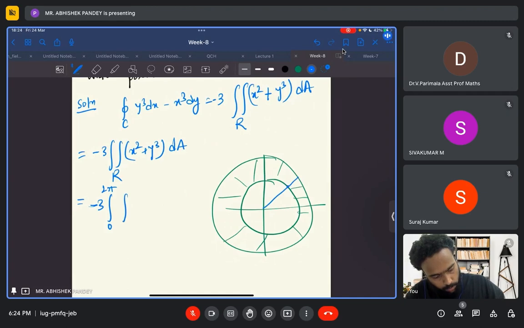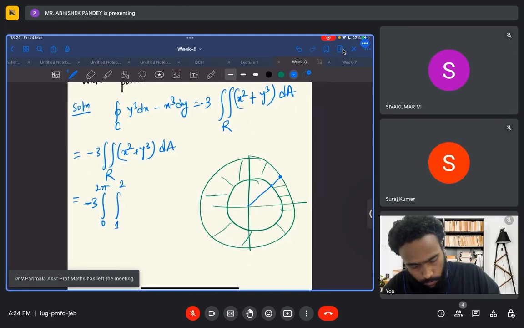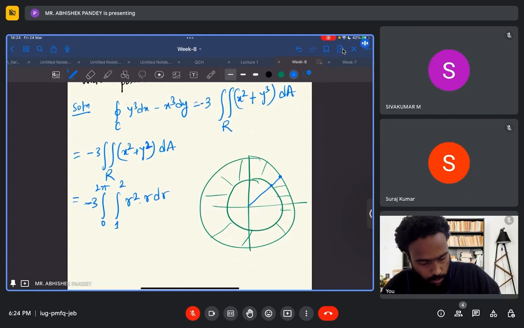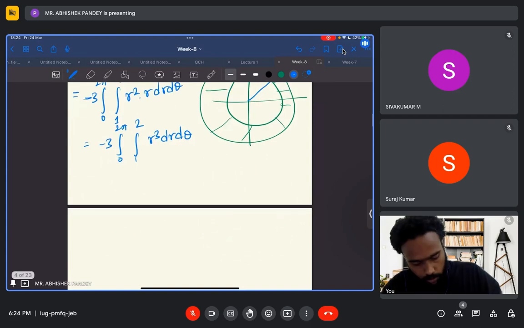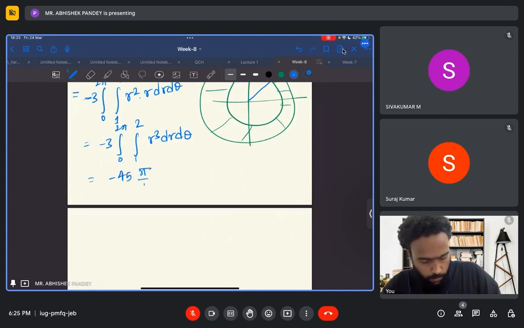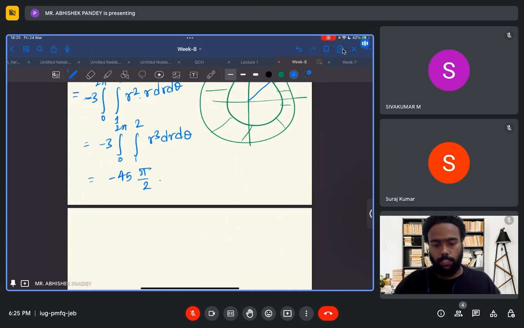So r is from 1 to 2, r squared into r, so this is r squared into r dr d theta. Now this is easy: 1 to 2, r cubed dr d theta. And this will be nothing but minus 45 pi by 2. I hope this is clear to everyone.